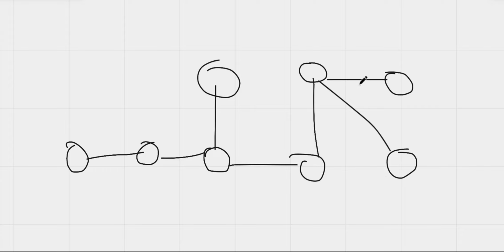So this is basically what a tree is, basically a special graph. And there are tree traversal algorithms that go through trees. And there are also binary trees, which I'll talk about later.